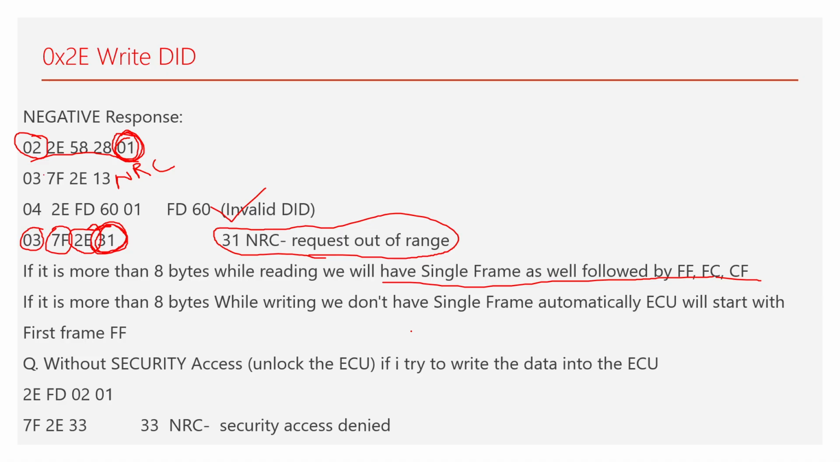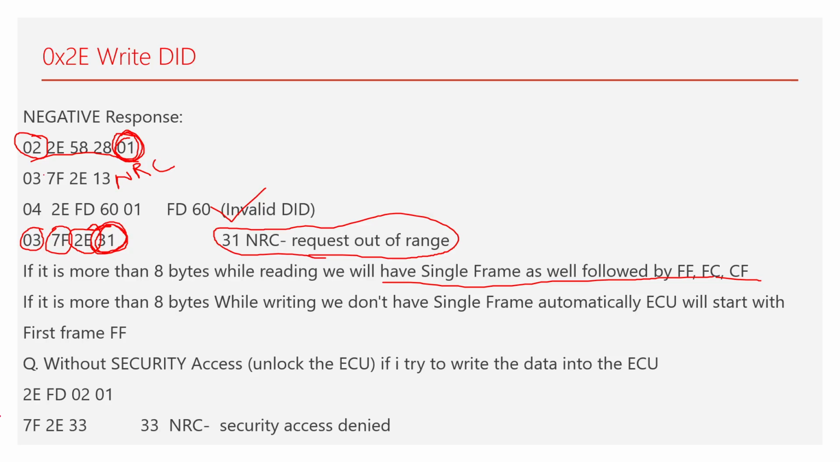But when we are writing more than 8 bytes of data, the single frame is not there. Automatically the ECU will start with the first frame. See here, FF will start. So what FF are we using from this frame? Whatever the single frame is, it is automatically converted to the first frame. In this first frame we have different scenarios. I will explain that scenario also.